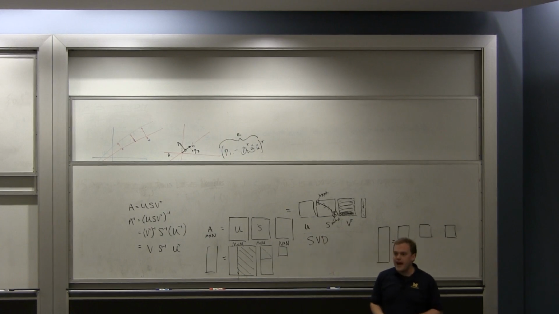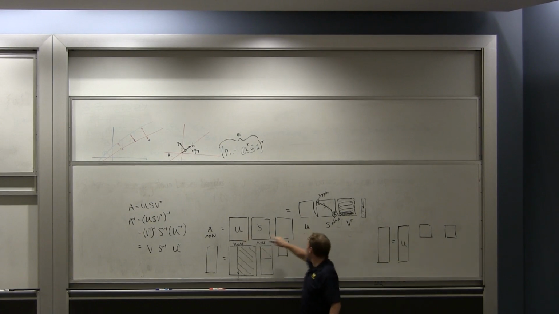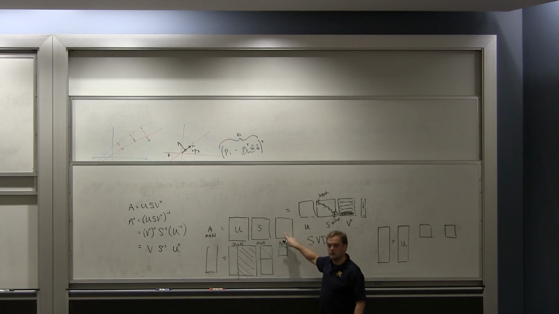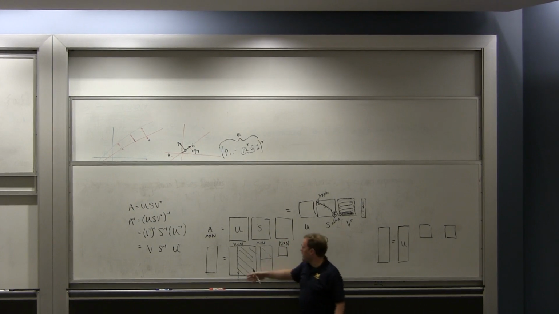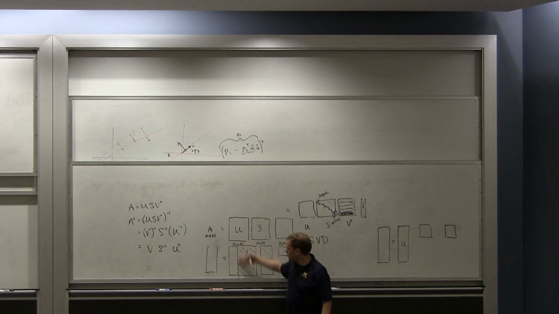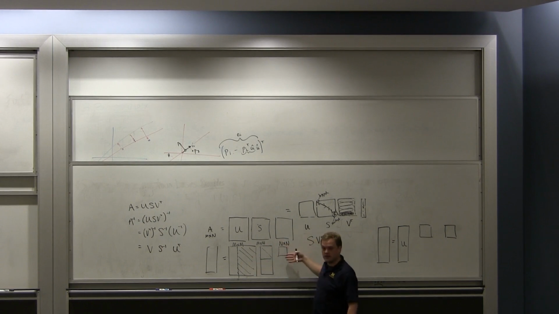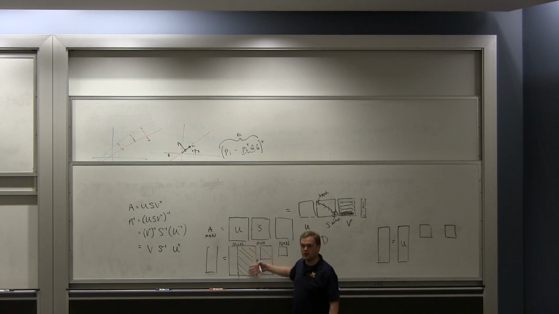Now, if A is fat and skinny, we're going to have something sort of complementary happening. U will be the same, and now V will be smaller. So the way to draw out the block schematic for an economy SVD is to keep in mind that ordinarily the full SVD has these full basis decompositions in the m-dimensional space and n-dimensional space. An economy SVD is going to drop the extra ones that correspond to spanning the null space. How many of you are comfortable with that idea?